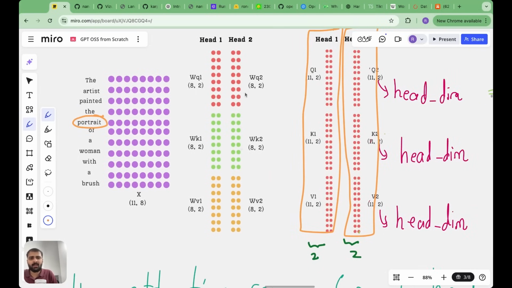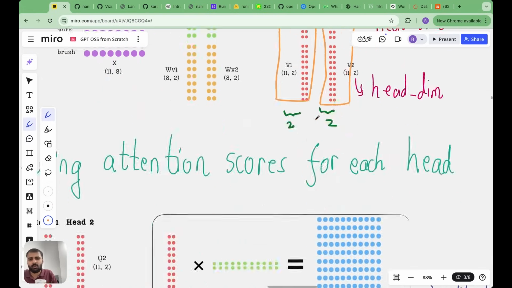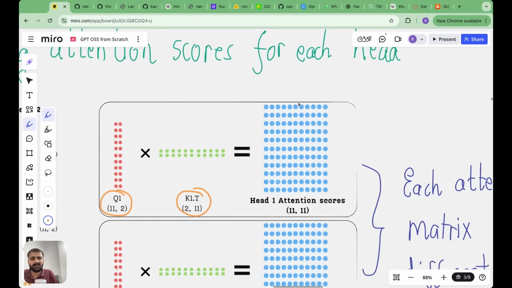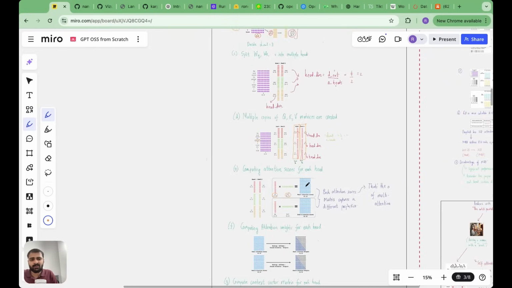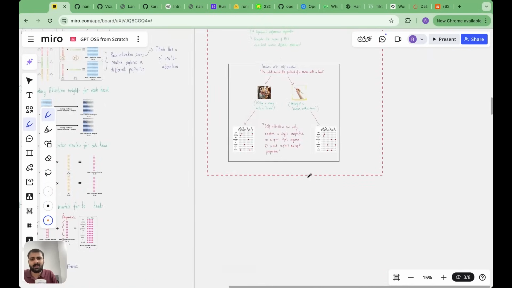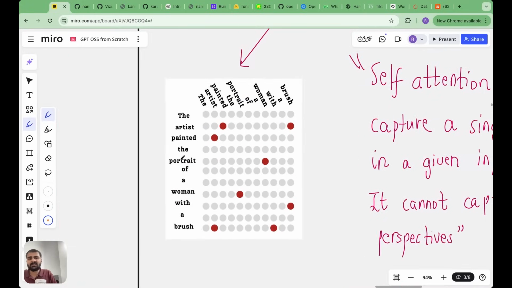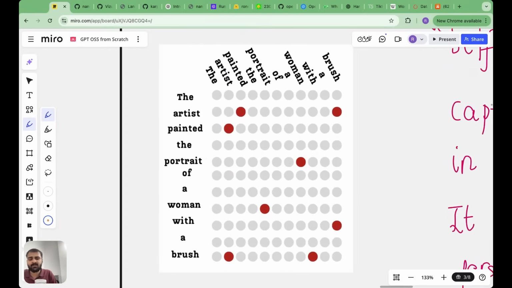So now if I look at head number one, and I'm looking at portrait, I'm looking at the query associated with portrait. I want to find the attention score between this query and all the other keys. How do I do that? I first do a dot product of queries with the keys transpose, and that gives me an 11 by 11 matrix, which looks like this. Now this matrix has a particular meaning and it's very interesting. If you look at this 11 by 11 matrix, this is the attention scores matrix. So every element here gives me an attention score.